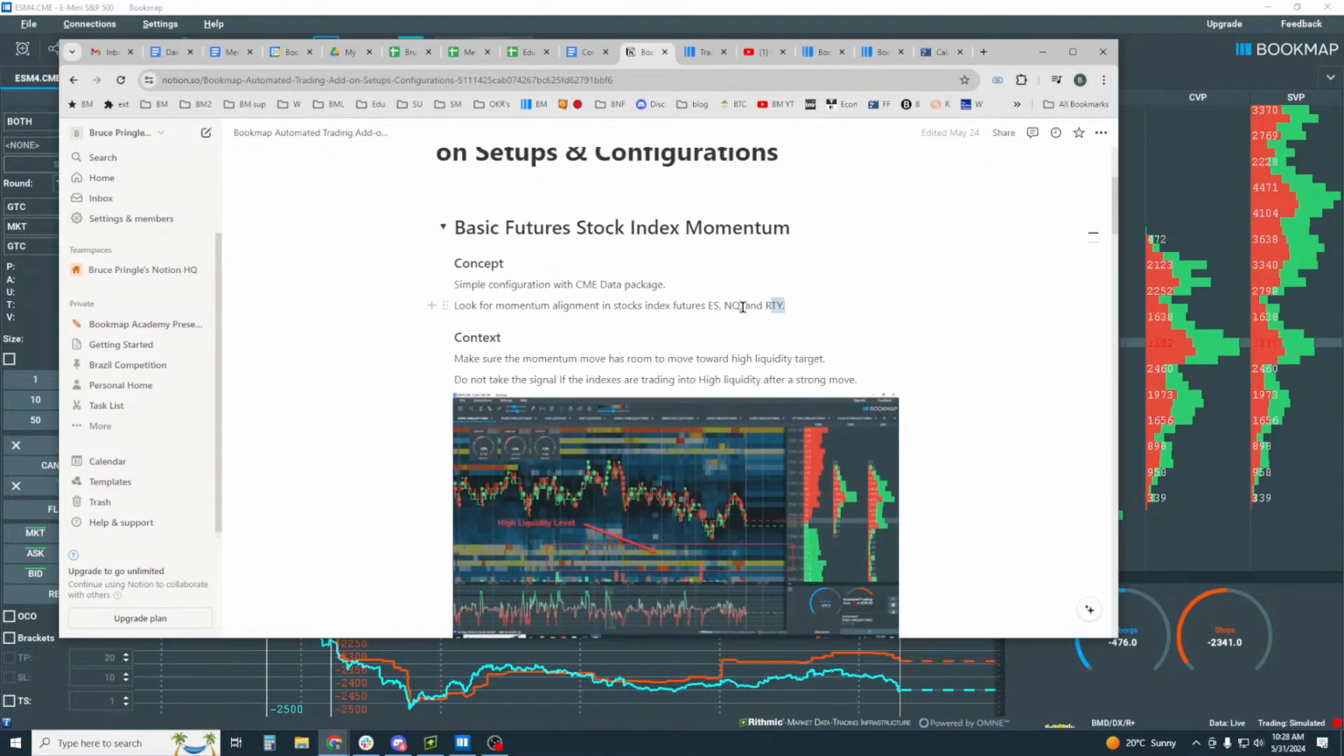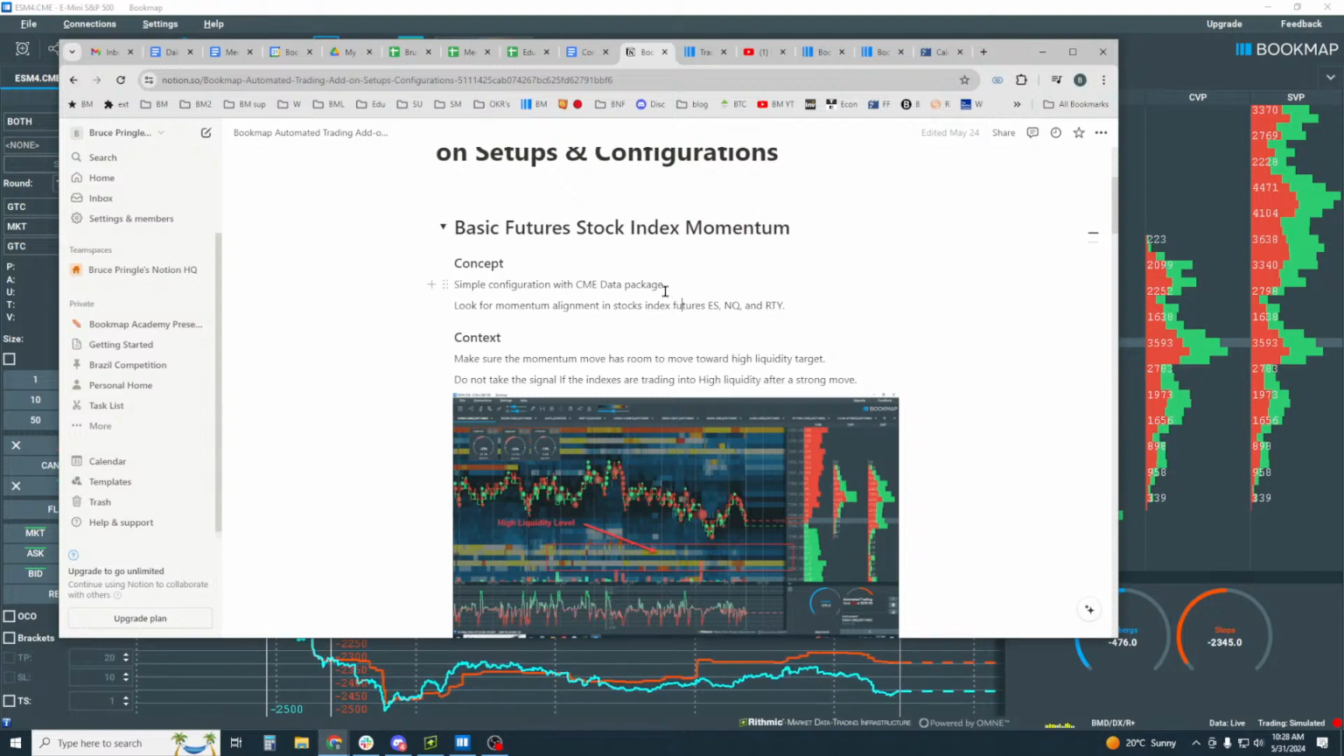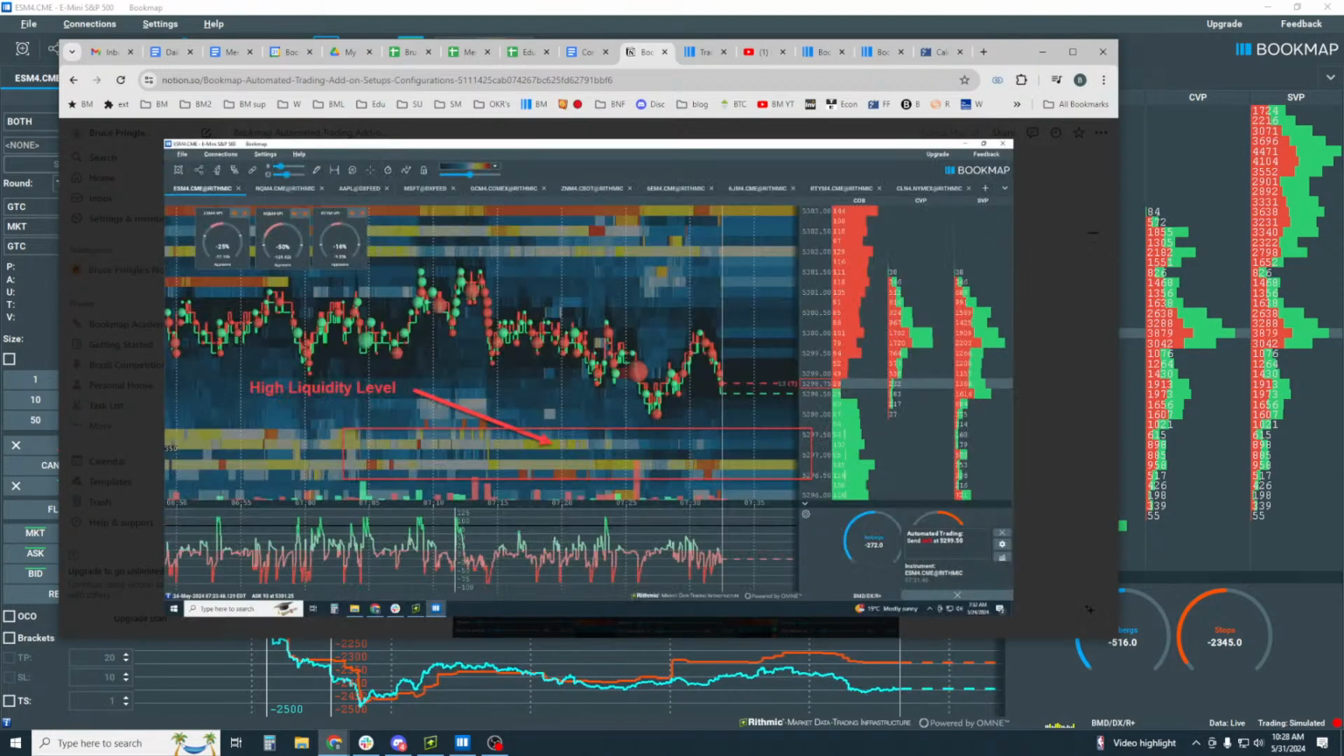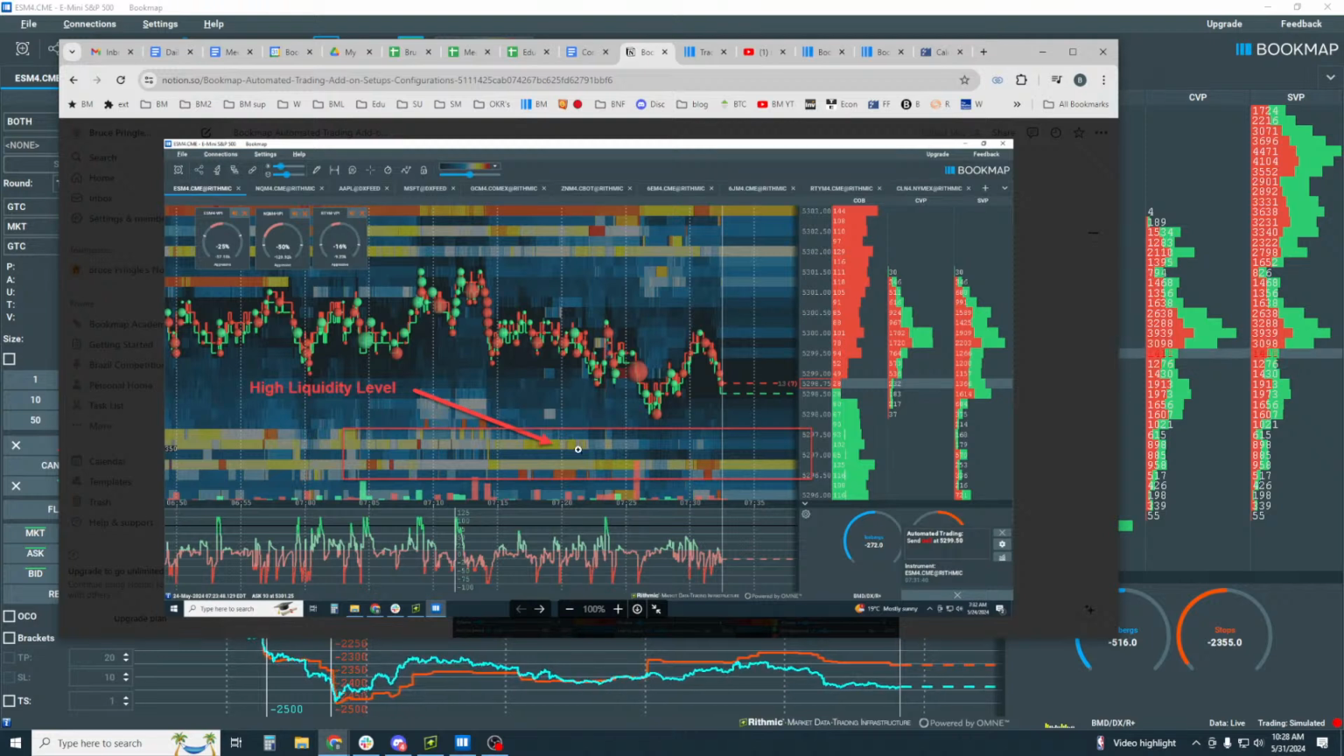Just looking at the ES, the NQ, and the RTY, the Russell, and looking for these to align in Market Pulse. Okay, and we're looking at volume pressure imbalance, and we're looking for volume to pick up and for momentum continuation. Now, one of the contexts that we're looking for is you're targeting high liquidity, just like what we were looking for in our trade that we just took. We're targeting high liquidity, and we're looking for momentum sellers to carry it into that.